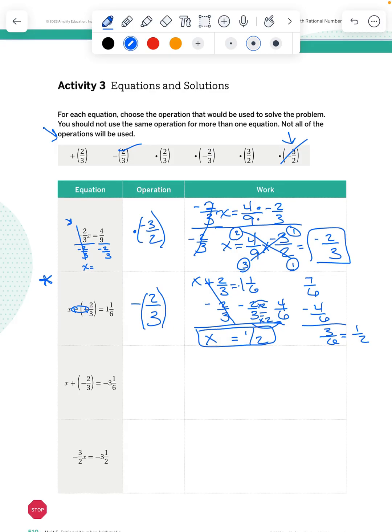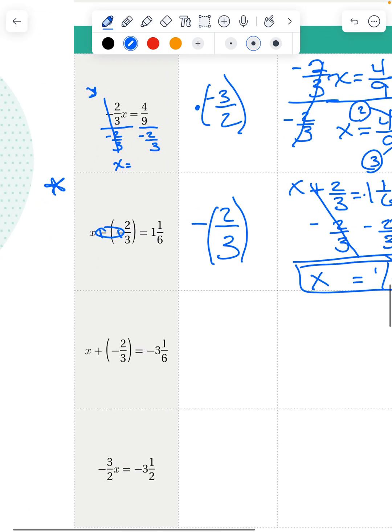Okay, here's what I would like for you to do. I would like for you to pause the video and finish those bottom 2 on your own, and then unpause to see if you got them correct. So I want you to be honest and pause to make sure you know that you can do these by yourself. Go.